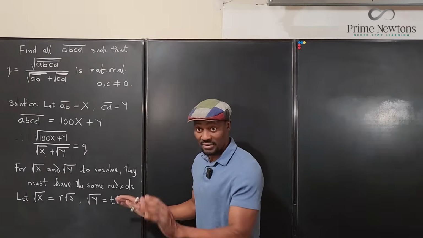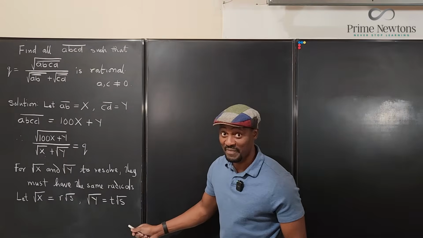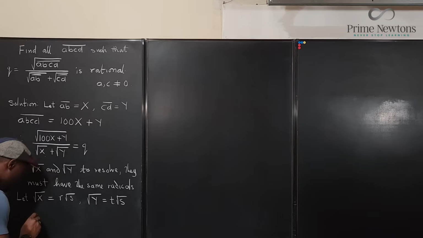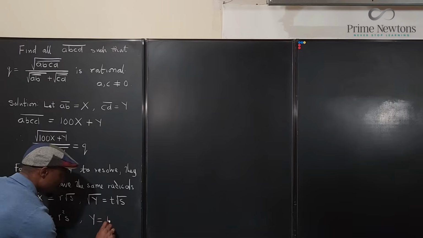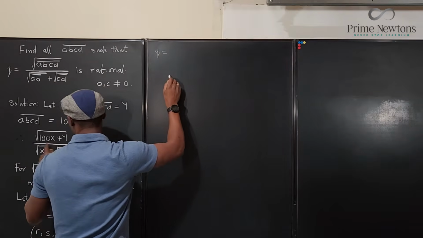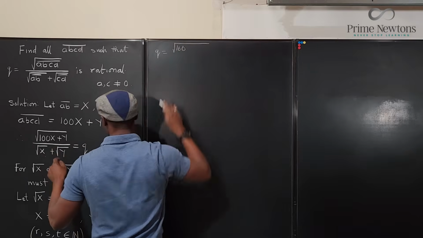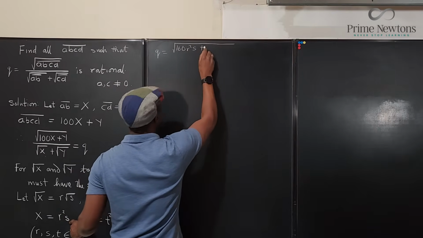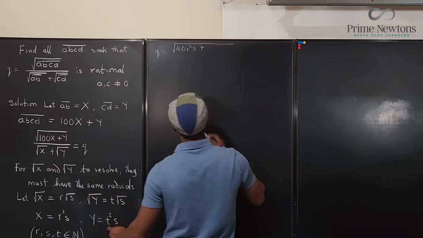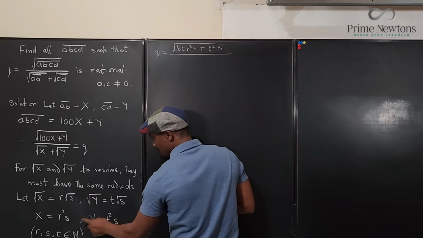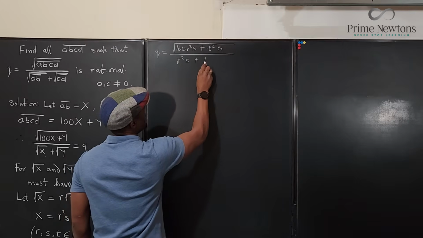This is what I explained, so I don't repeat it all the time. This is very important because now we can find X. If we square both sides, that means that X is equal to R squared S and Y equals T squared S. Now we go back to the original equation: this Q that we're looking for is the square root of 100 times X, which is R squared S, plus Y, which is T squared S, divided by R squared S plus T squared S.